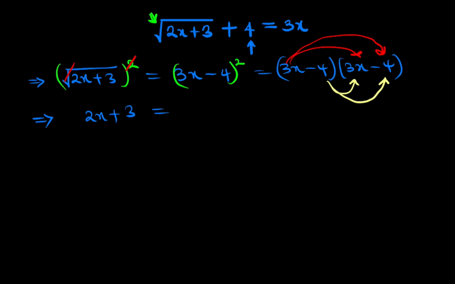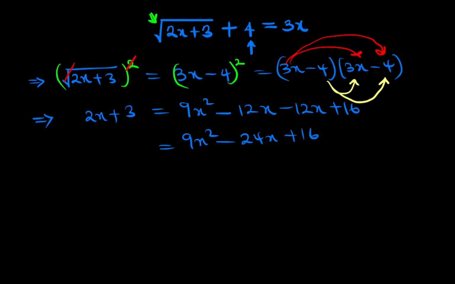So when we do that, we are going to have 9x squared minus 12x minus 12x then plus 16. So that the right hand side is simplified into 9x squared minus 24x plus 16 is equal to 2x plus 3 on the left hand side.